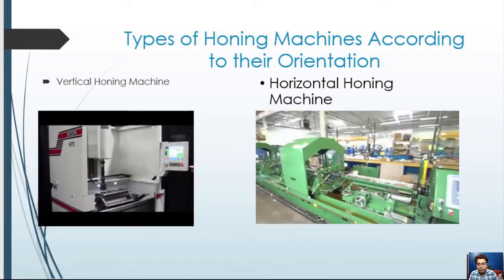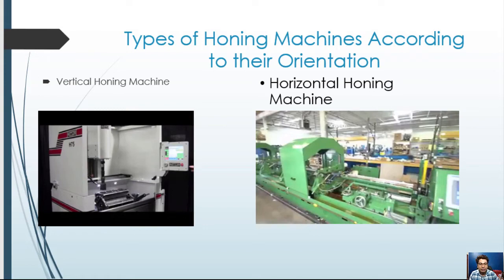Now, horizontal honing machine. Longer jobs are machined with the help of these machines. These machines carry a horizontal spindle on which the honing tool is mounted. On some machines, the workpiece is mounted on the table and is reciprocated to and fro. The hone rotates about its own axis and also slightly oscillates. This oscillation is controlled mechanically or hydraulically.